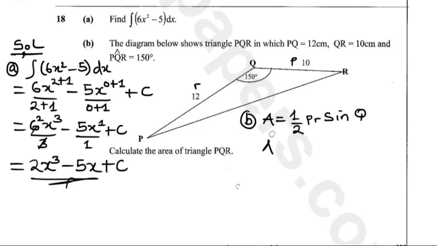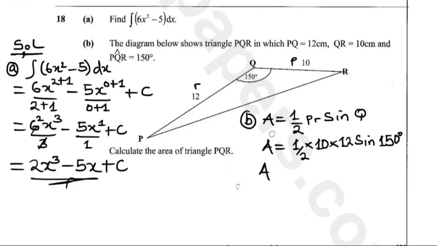So for area, this is going to equal to, we substitute on P, we are going to write 10, so 1 over 2 times 10, then times on R, that will be 12. So R is the side PQ. Then times sine 150, since Q is denoting the angle 150.